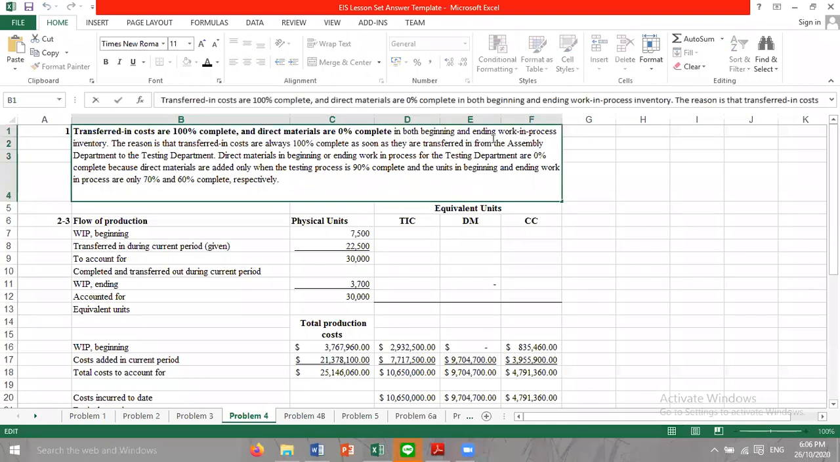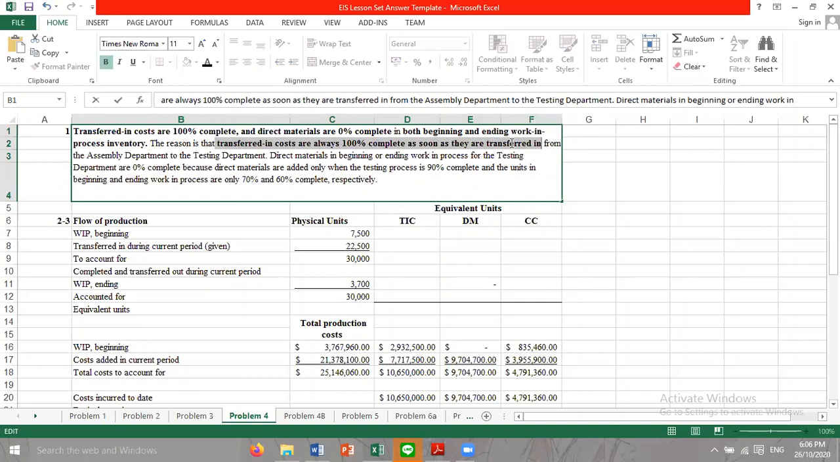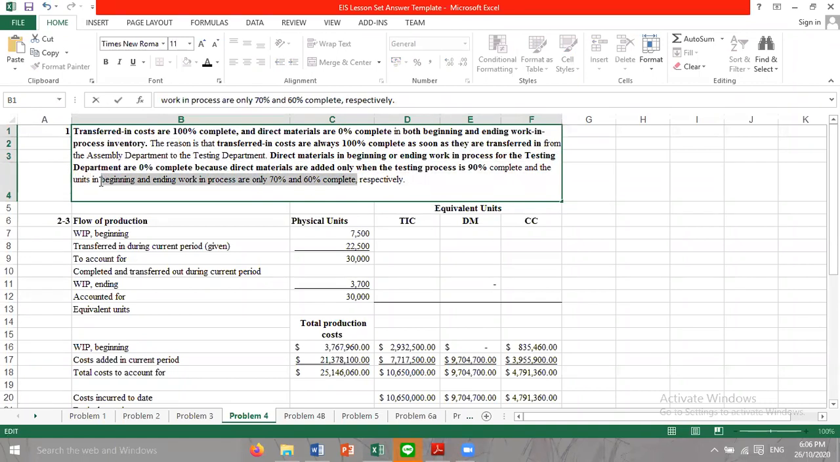So here, in both beginning and ending work in process, the reason is that transferred in costs are always 100% complete as soon as they are transferred in. So just remember, it's always 100%. While direct materials are 0% because materials are only added at 90%, while these are only 70% and 60% complete units in beginning and ending. Okay, so that's the answer for number 1.